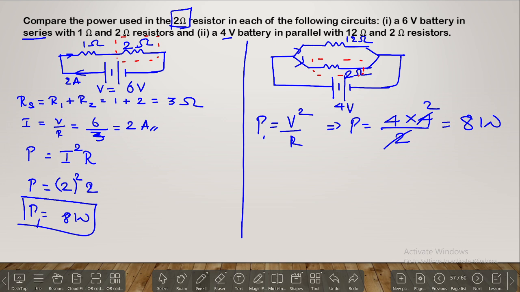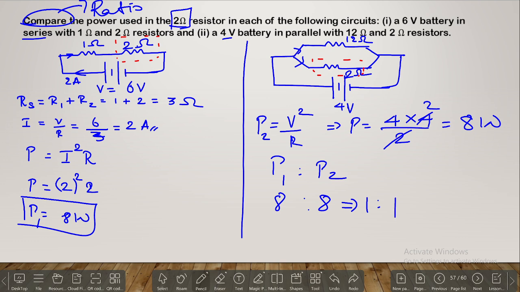So they are asking us to compare. Compare means, we all know, it's nothing but the ratio. Now take the ratio of P1 to P2 alone. So P1 is to P2 will be equal to 8 is to 8, or we can write it as 1 is to 1.